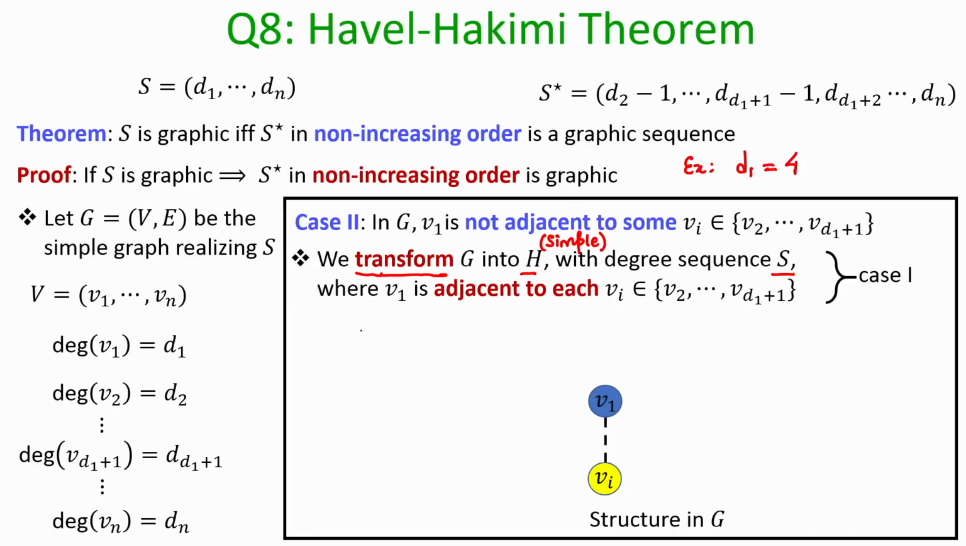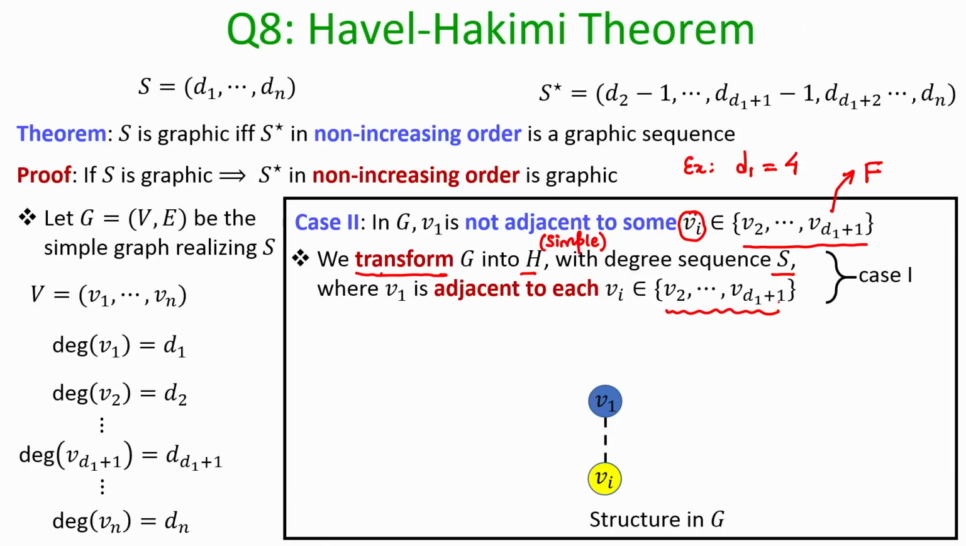So, in the graph G there was some node V i in this set. Let me call this set F. So, there was some node V i in the set F such that V 1 was not adjacent to that node V i. But after transformation, we will ensure that V 1 is adjacent to each node in the set F.